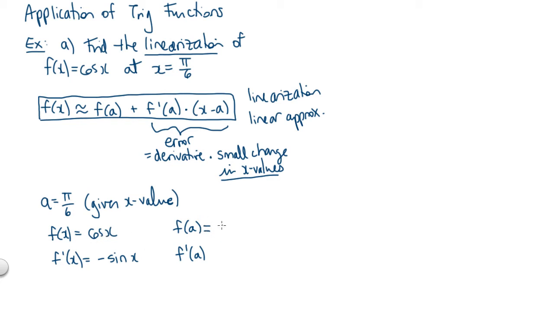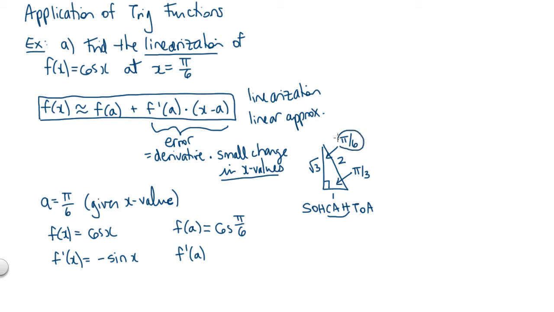Well, f of a is cos of our given x value, so cos of pi over 6. Let's draw our special triangle. So we need a right triangle with angles pi over 3 and pi over 6. And our side lengths will be 1, root 3, and 2. And we can think back to SOHCAHTOA, which reminds us that cos of an angle is going to be the adjacent over the hypotenuse. So if we grab our angle pi over 6 here, cos of pi over 6 is going to be root 3 over 2.